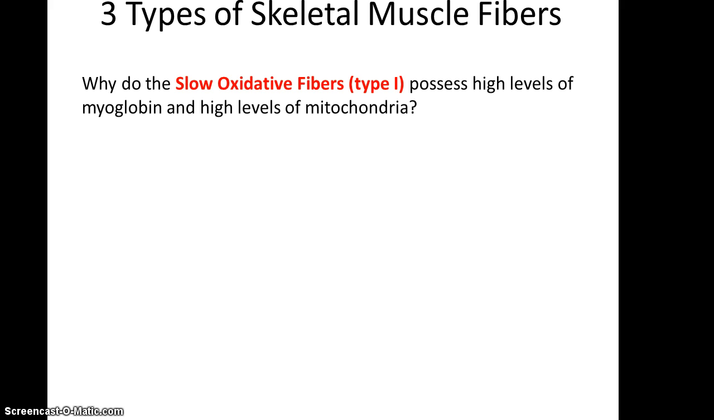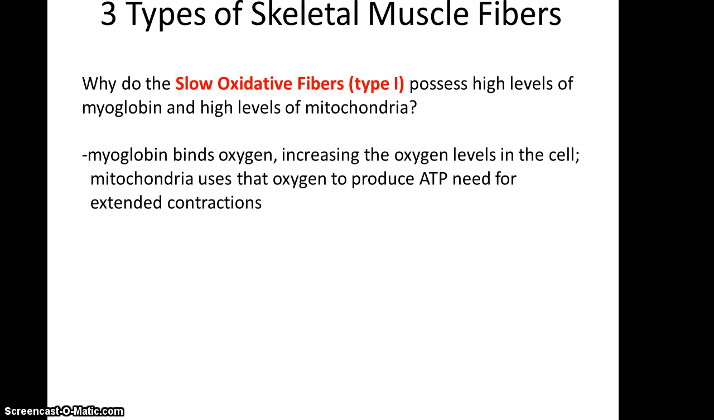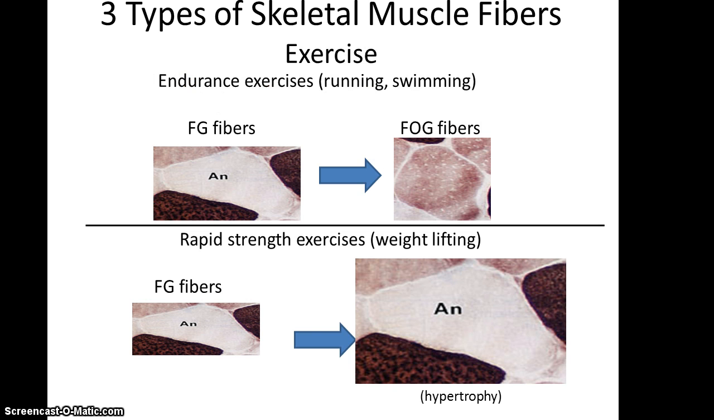So why do the slow oxidative fibers, the type 1, possess such high levels of myoglobin and mitochondria? Well, it turns out, as we said before, the myoglobin binds oxygen, and the oxygen is needed by the mitochondria to produce the ATP, or the energy currency of the cell needed to get our contractions.